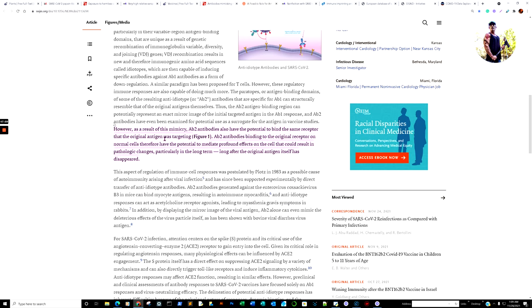However, as a result of this mimicry, AB2 antibodies have had the potential to bind to the same receptor that the original antigen was targeting. So again, we're referring to long COVID. AB2 antibodies bind to the original receptor on the normal cells, therefore have the potential to mediate profound effects, please forgive me if I read it fast, on the cell that could result in pathological changes, particularly in the long term, long after the original antigen itself has disappeared.